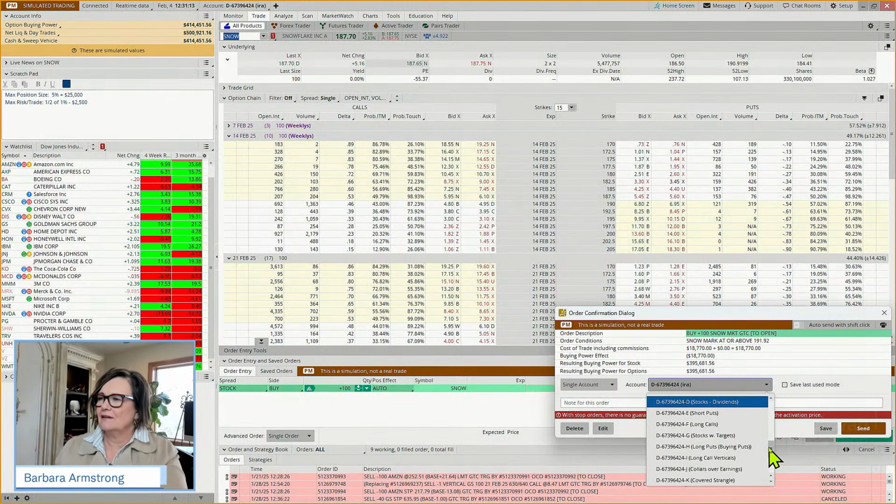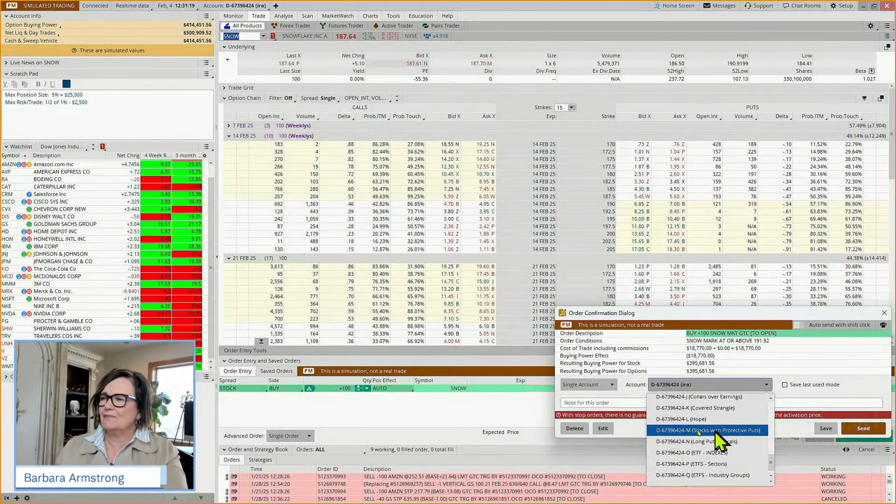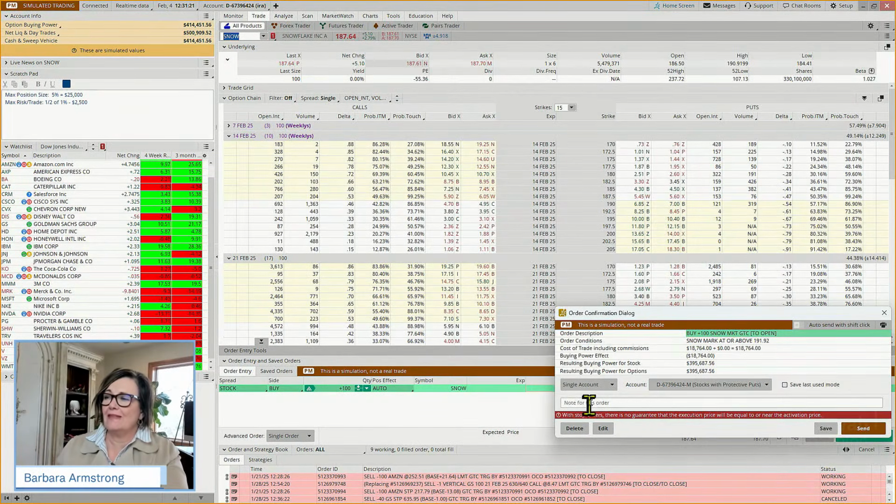We have it. Well, we don't have a protective put yet, but we could put that in that group and then say add protective put. And this is based on the cup and handle pattern. That's our entry.